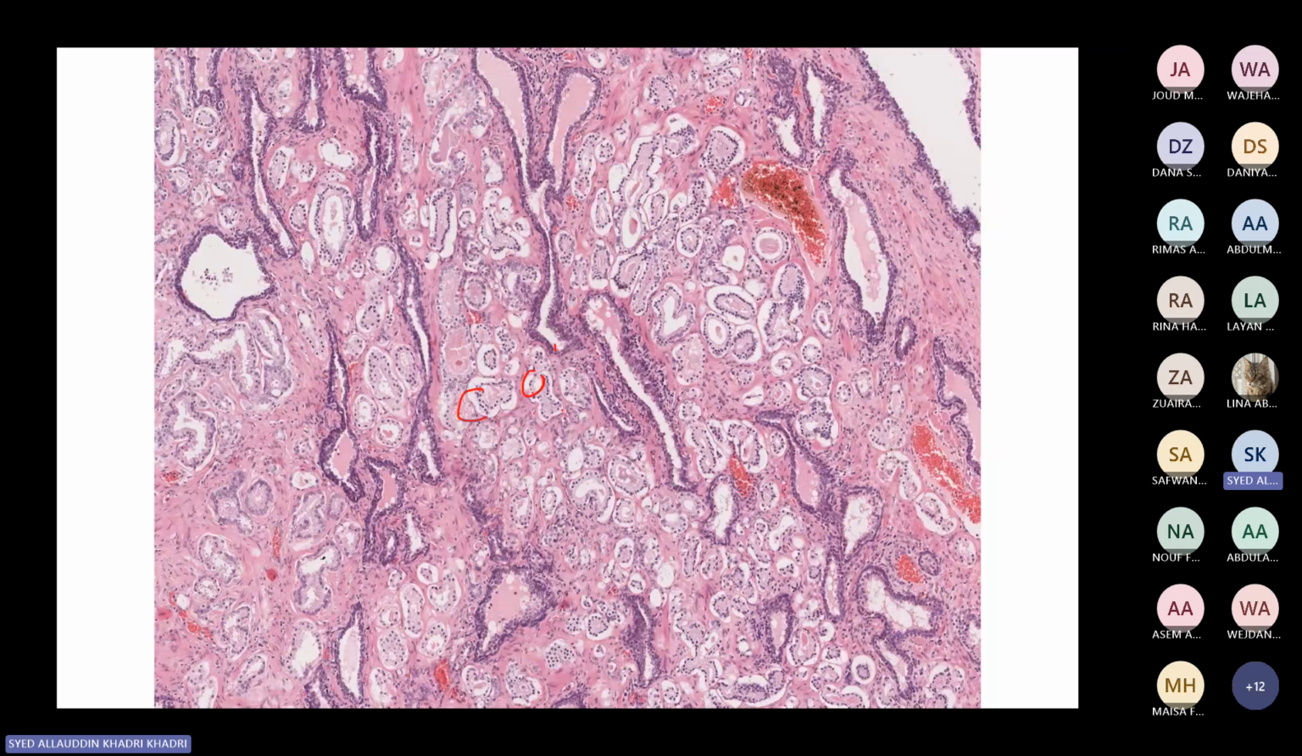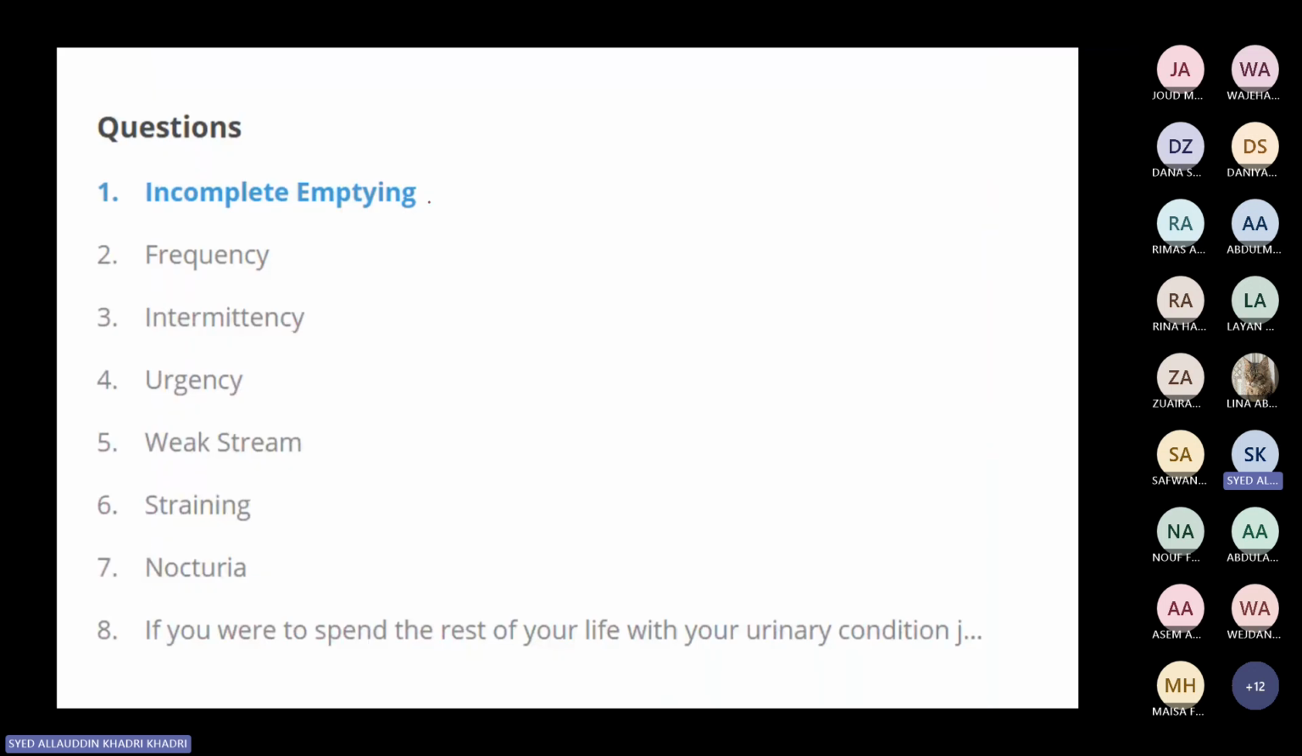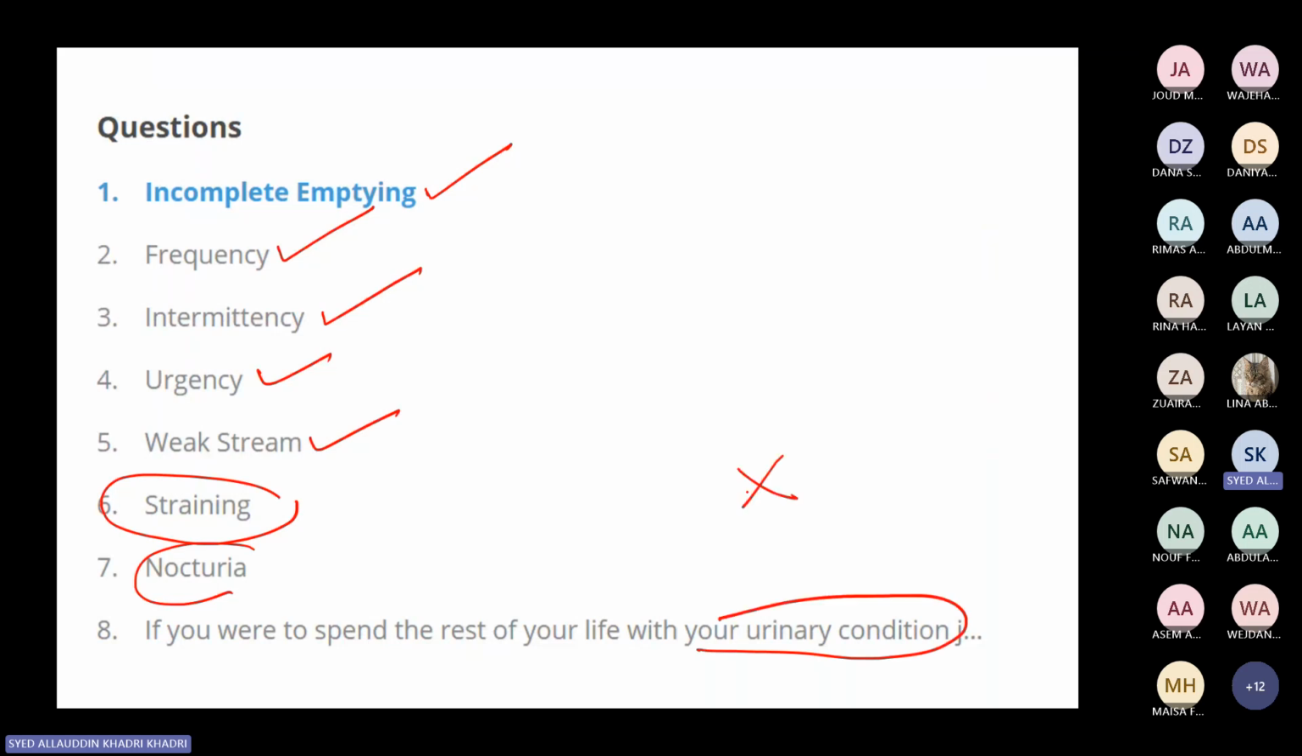Okay. Now, some questions are there for you when you ask the patient. There's incomplete emptying. Try to understand this one. The frequency, how often the patient goes to the toilet, intermittency, urgency, weak stream, straining, nocturia. If you were to spend the rest of your life with this urinary condition, are you ready? Nobody will say, I'm ready. So that's the idea we got to ask them.